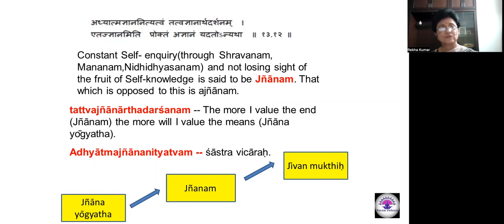In the last verse, next slide, Lord Krishna says, constant self-inquiry through Shravanam, Mananam, and Nididhyasanam, not losing sight of the fruit of self-knowledge, is said to be Jñānam. And that which is opposed to this is Ajñānam. The important words in this verse are tattva, jnanartha, darshanam. So the more I value the end, Jñānam, the more will I value the means, jnana yogyata, and adhyatma jnana nityatvam, which means shastra vicharaha. So it is these 20 virtues plus the systematic study of the scriptures that are needed for Jñānam. And with this, the topic of Jñānam is over.